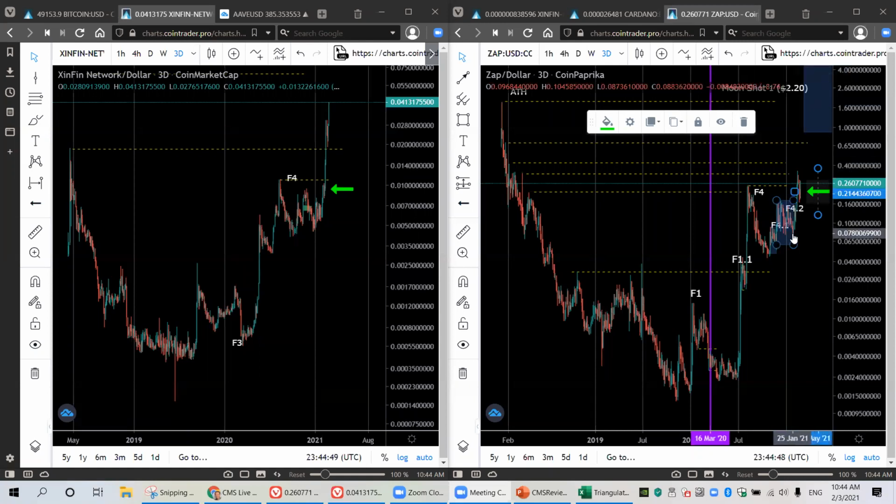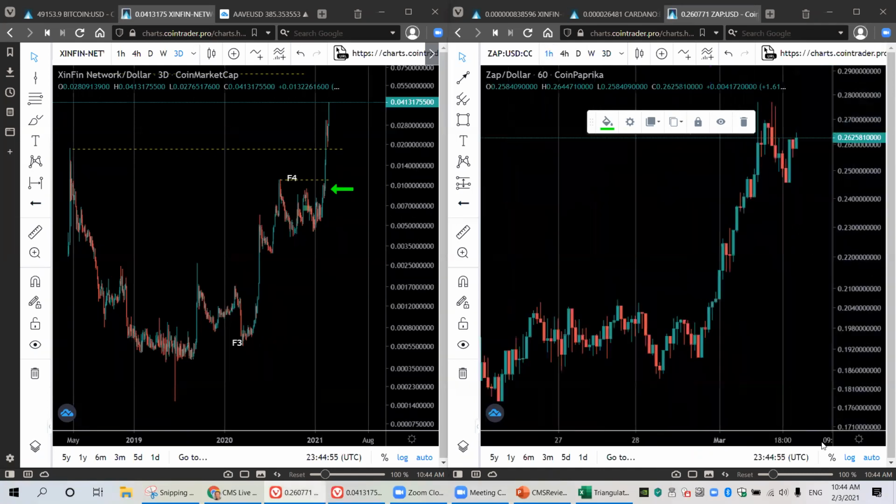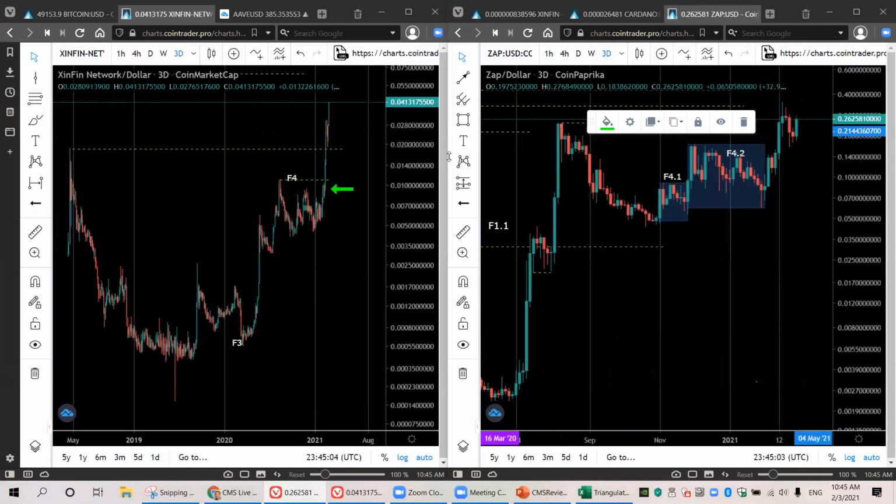It's definitely looking very, very strong here with ZAP. I think some of you have seen the hourly chart. I think it is trying to push up over here in the hourly chart. So it should do well. Okay, so that's another great coin.